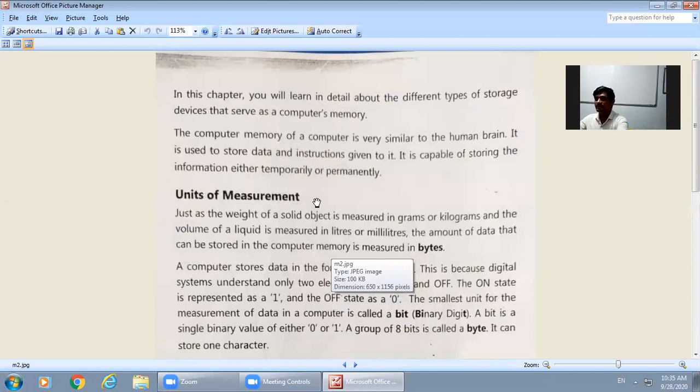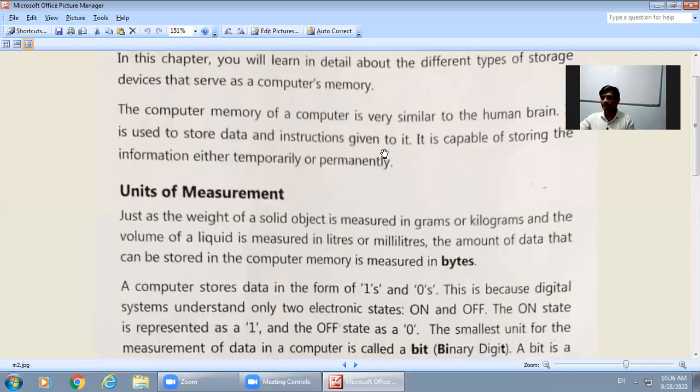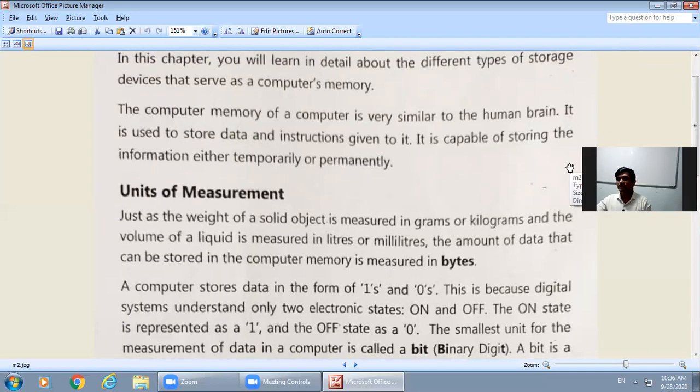In this chapter we have to learn details about the different types of storage devices that serve as computer memory. The memory of a computer is very similar to the human brain. It is used to store data and instructions given to it. It is capable of storing the information either temporarily or permanently. Now, the next point we have to see is the units of measurement.